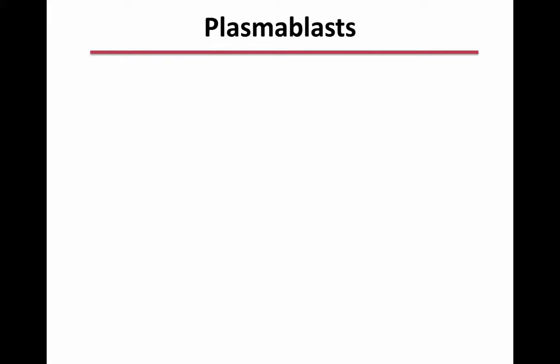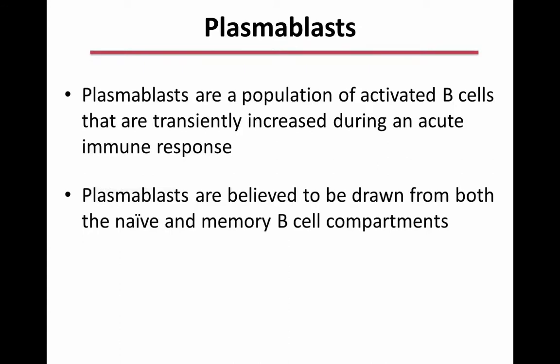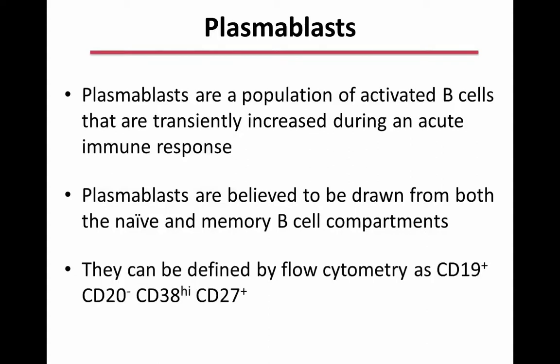Our lab is particularly interested in the antibody response that's produced by plasmablasts. Plasmablasts are a population of activated B cells that are transiently increased in number in the blood during an acute immune response, and they are believed to be drawn from both the naive and memory B cell compartments. And we define these cells by flow cytometry as CD19 positive, CD20 negative, CD38 high, and CD27 positive.